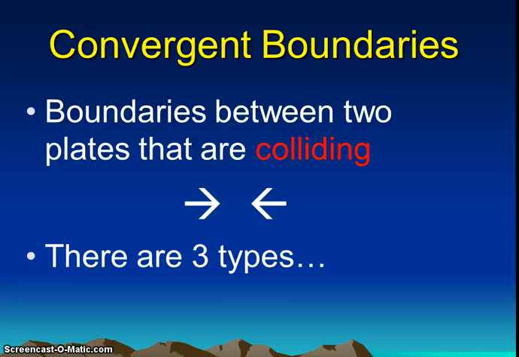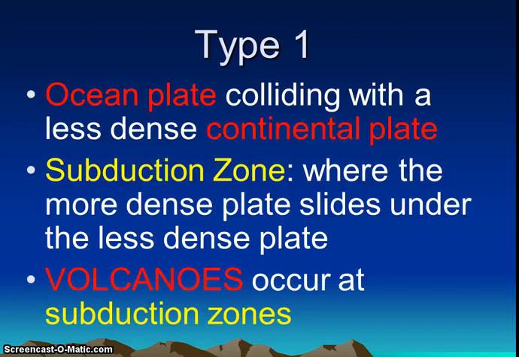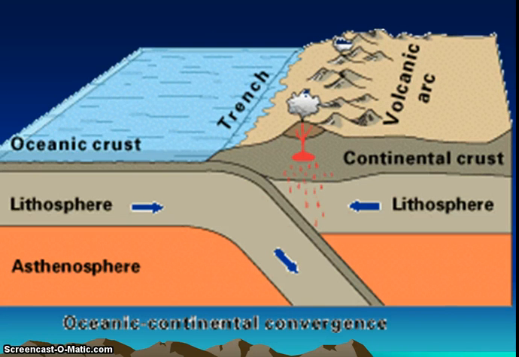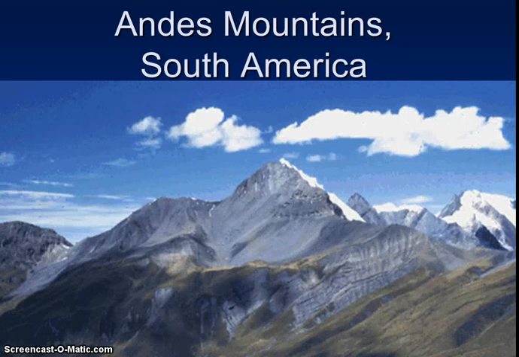A convergent boundary is a boundary between two plates that are colliding. There are three types of colliding or convergent plate boundaries. Type 1 is where an ocean plate collides with a less dense continental plate. This creates a subduction zone where the more dense plate slides under the less dense plate. Volcanoes occur at subduction zones. This is a map showing the lithosphere or the oceanic plate subducting beneath the continental plate, and the result is volcanoes and trenches if you're in the ocean. The Andes Mountains of South America are examples of mountains and volcanoes created by a converging plate boundary.